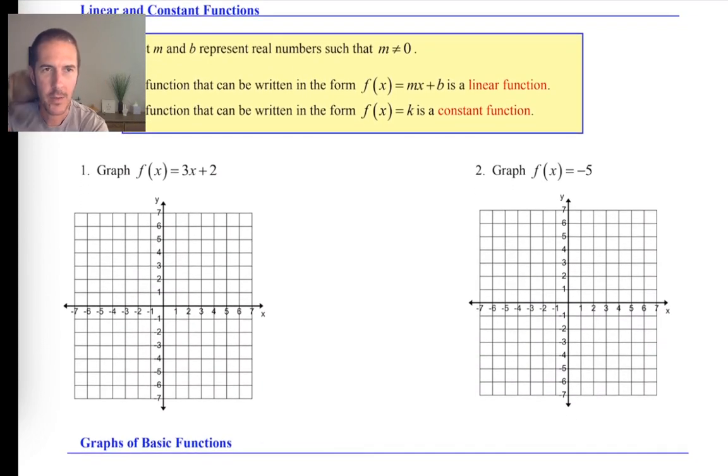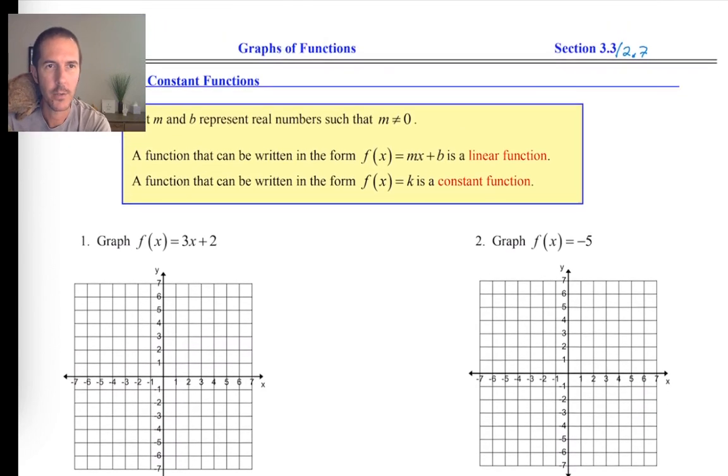It's interesting because a constant function, when you graph it, is a line, so it's sort of linear. But they have slightly different definitions. You can see here that a function written in the form f of x equals, or y equals, mx plus b, is referred to as a linear function. And a constant function is one where your y equals, or your function is equal to, just a number.